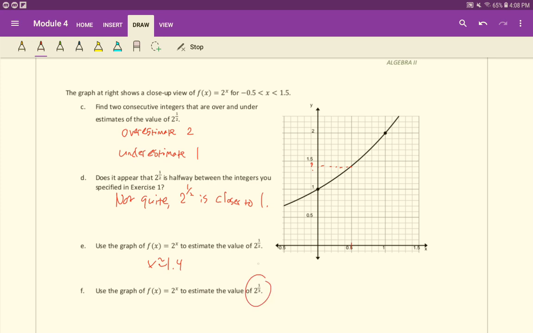And now I want you to estimate the value of 2 to the 1/3. So 2 to the 1/3, that's 0.333 repeating. So here's 1, 2, 3, 4, 5. So 3 would be right here, 0.33 would be here, so we go up and then over. That looks like it's a little bit under 1.3, so maybe you could say like 1.29.